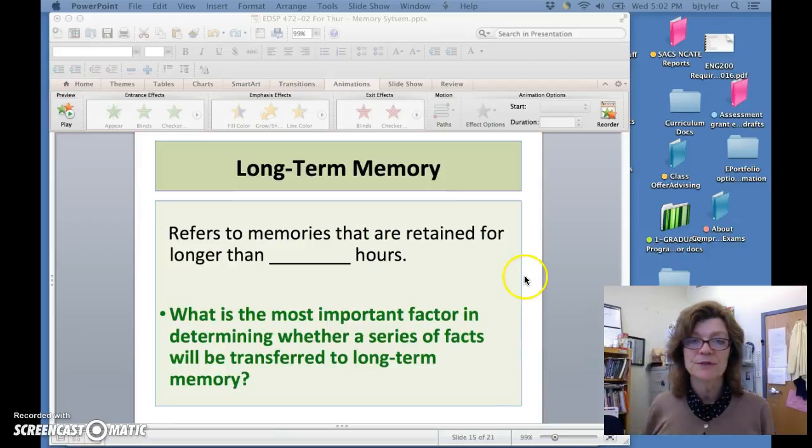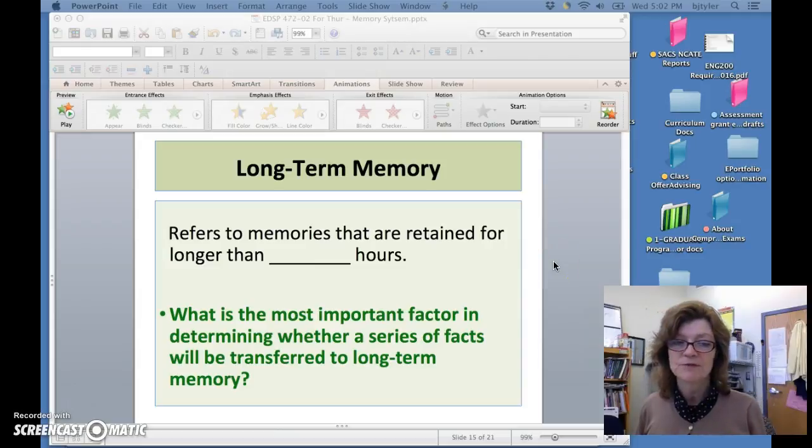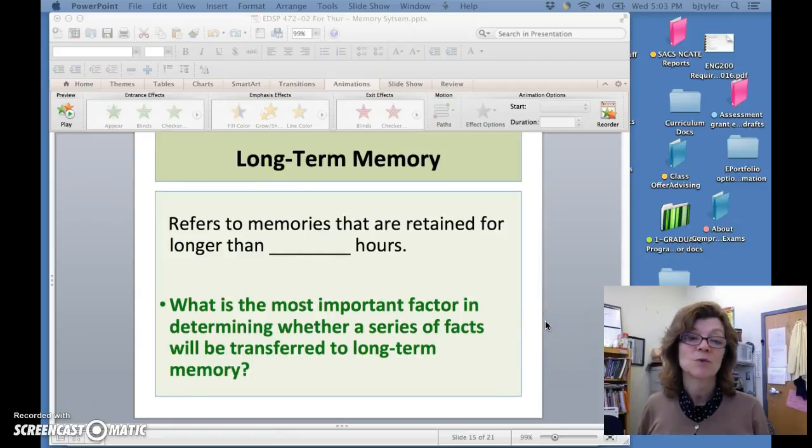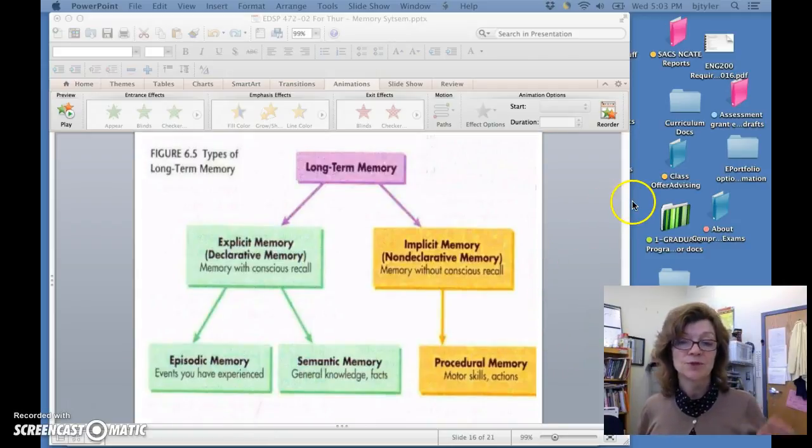Long-term memory is the 3rd memory system, and this refers to memories that are retained for longer than 24 hours. What do you think is the most important factor in determining whether a series of facts that you're trying to remember will be transferred to your long-term memory? The key factor is this information personally relevant for me? Does it have personal meaning for me? If it does, you're more likely to remember it long-term.